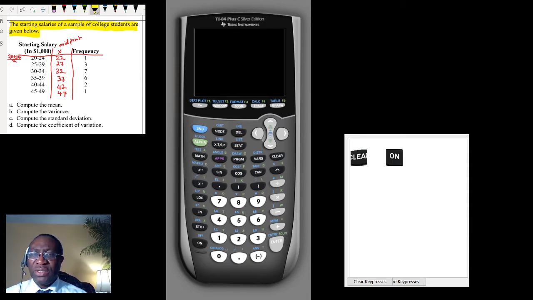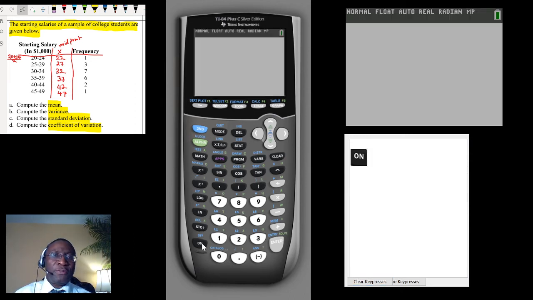So these are the midpoints. Now this question wants us to find the mean, the variance, the standard deviation, and at the end also to find the coefficient of variation. To find the mean and the standard deviation using the TI-84, this is what we will do. So first let's put on the TI-84. Alright, so let's put it on.